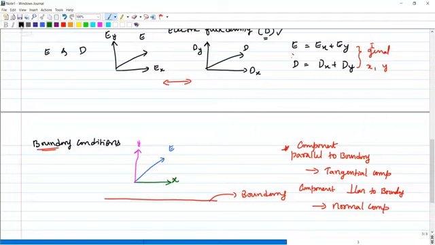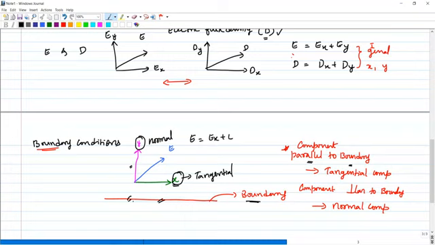See, now we have to talk with respect to the boundary, the component which is parallel to the boundary. Observe the x-axis here. The x-axis is parallel with the boundary. Now we will call this x component as what? Tangential component. And this is the boundary, and the y component is perpendicular to the boundary. So now we will call this y component as what? Normal component.